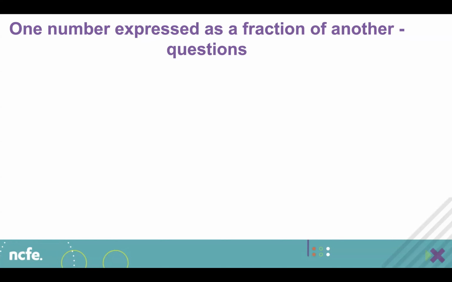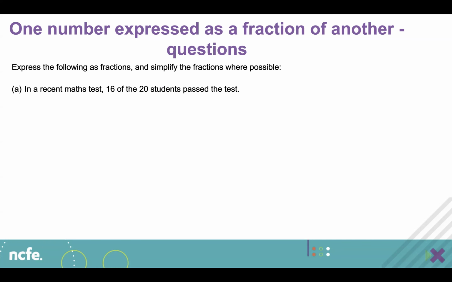One number expressed as a fraction of another. Questions. Express the following as fractions and simplify the fractions where possible. In a recent maths test, 16 out of 20, so 16 over 20. We know that 4 goes into both, so it would be 4 over 5. 16 divided by 4 is 4. 20 divided by 4 is 5. So it'd be 4 over 5.